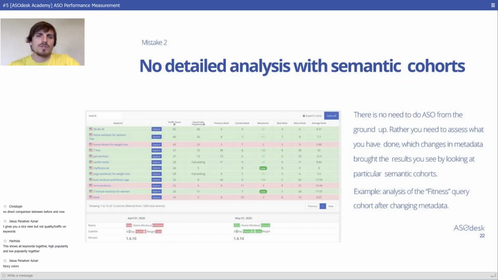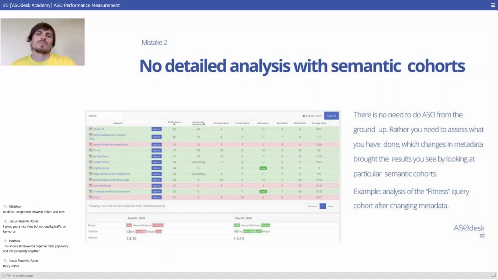So there is no need to do App Store optimization from the ground up every time you're iterating. Rather, you need to assess what you have done, and which changes in metadata brought the results you see, by looking at particular semantic cohorts. For example, in the screenshot you see the Verve app, which we are analyzing during this ASOdesk Academy. They targeted the keyword fitness, and all the semantic cohort with the keyword fitness improved rankings in the App Store search results. So that's the right attitude.